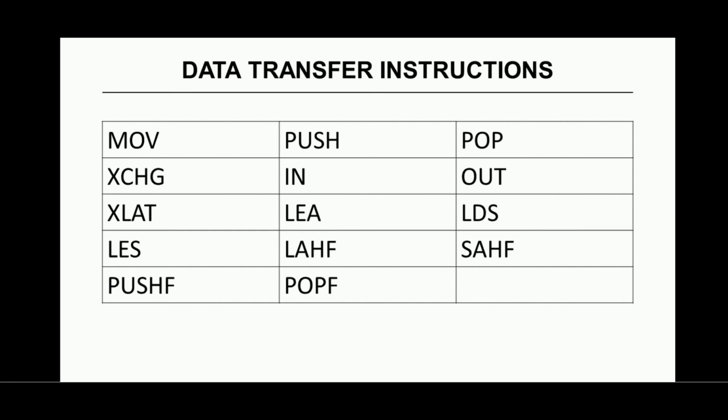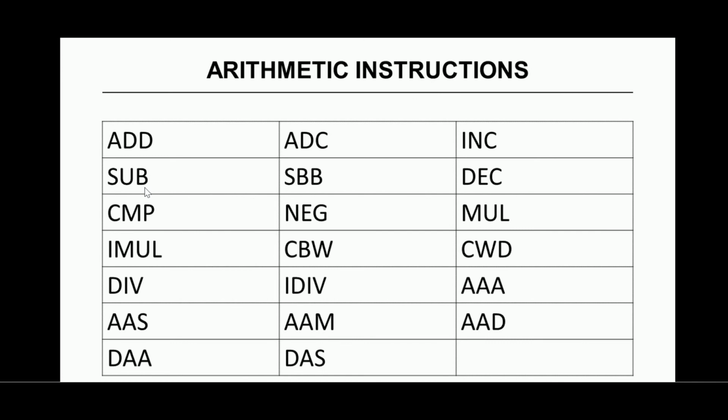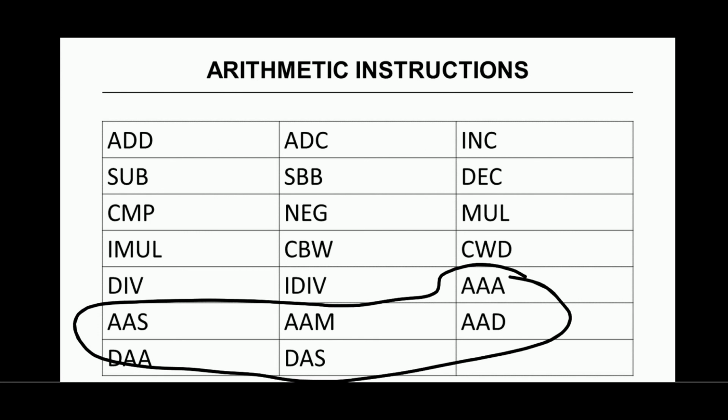Now moving to the next part, that is the arithmetic instructions. Today we have discussed all the ASCII adjust as well as decimal adjust instructions. So this set of instructions is very important. Then the IMUL instruction is important.